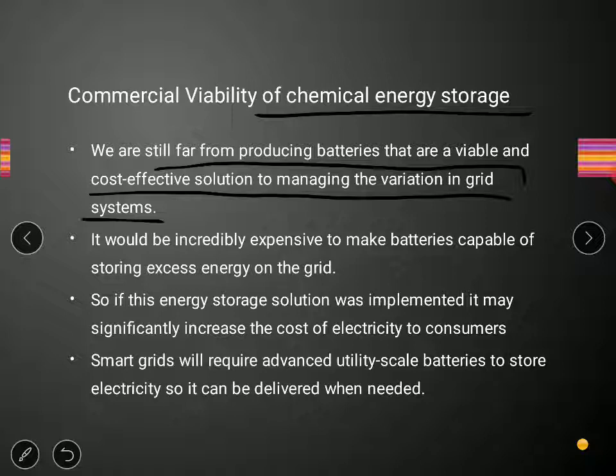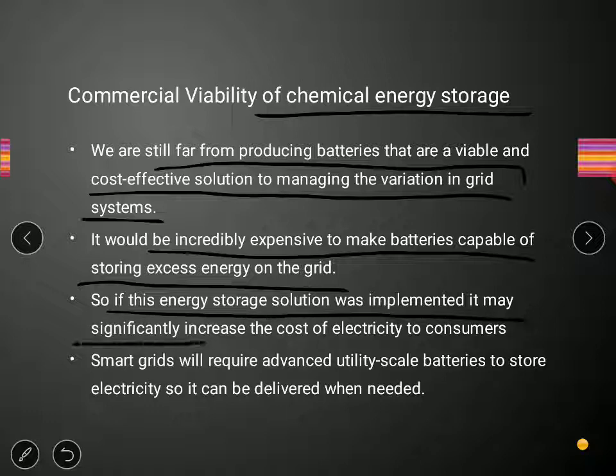It would definitely be very expensive to make batteries capable of storing excess energy on the grid. So if this energy storage solution was implemented, it may significantly increase the cost of electricity to consumers, which I already told you. And then smart grids will require advanced utility scale batteries to store electricity so that it can be delivered when needed. So it can store energy, but then we need to store a huge amount of energy.